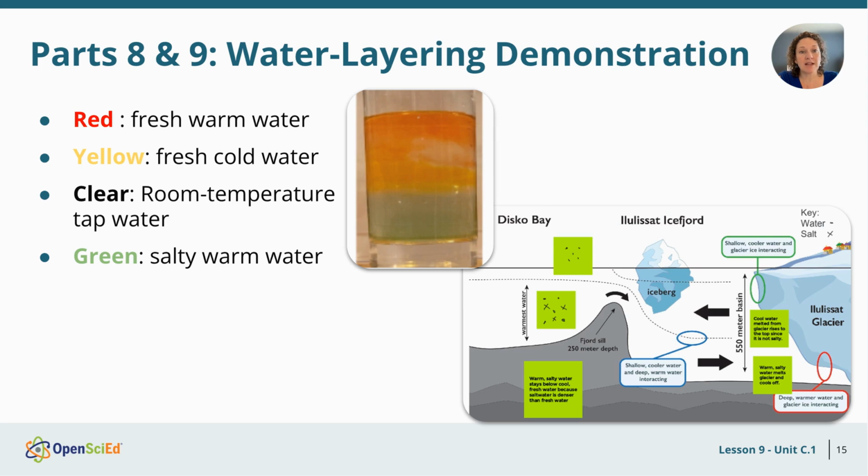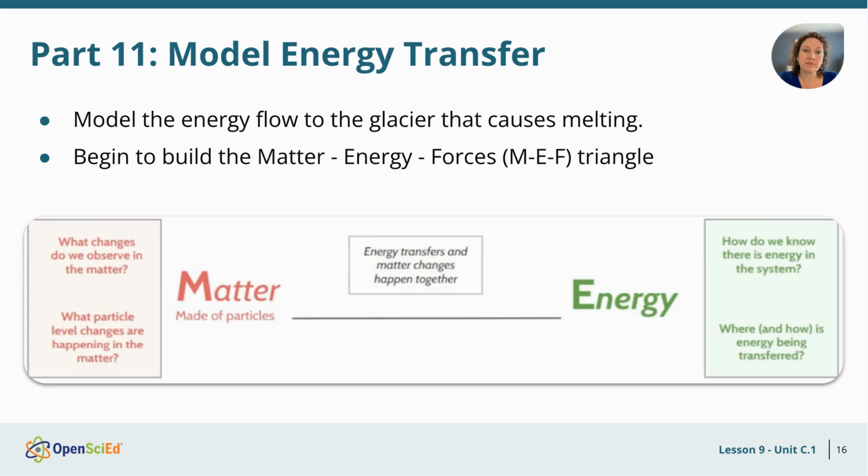In parts 8 and 9, first with part 8, you will demonstrate the layering of the 4 different colored liquids that are listed here. Then in part 9, help the students make density connections to the Ilulissat Glacier and Disco Bay model, and help them to determine where each of the water types would be present in our model.